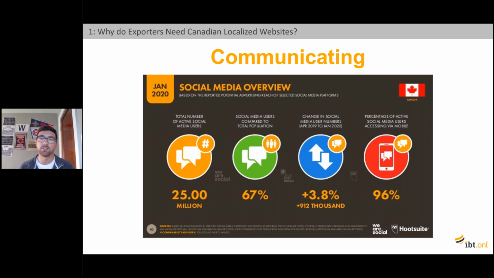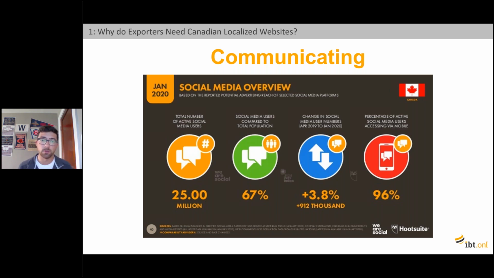About 67% of the Canadian population use social media, and of that 67%, 96% of individuals are accessing social media on mobile phones and mobile devices. Basically, this is a tool that businesses should take advantage of, especially when you look at the average time spent on digital media in Canada. It comes out to about 4.5 hours per day. And that's an individual spending time on social media on their phone in Canada.